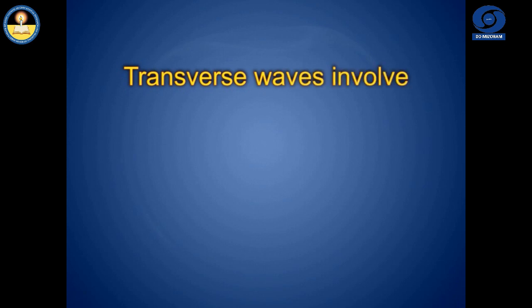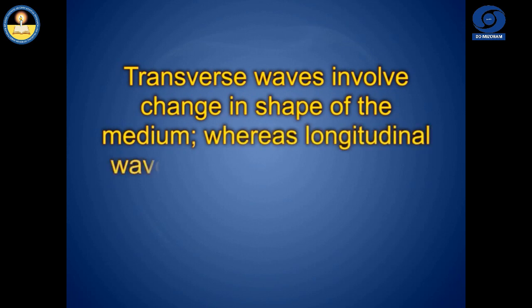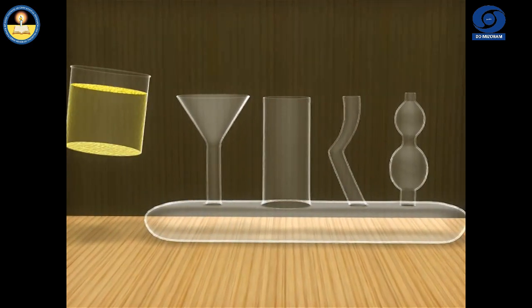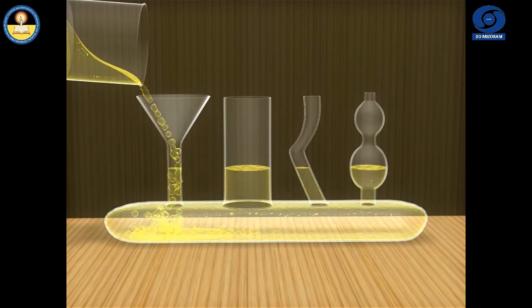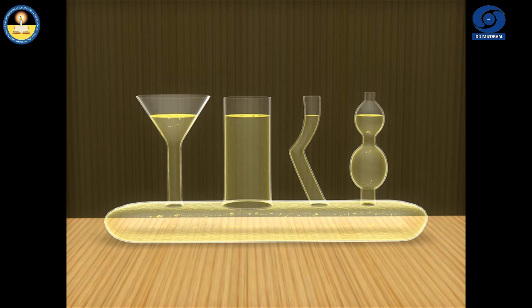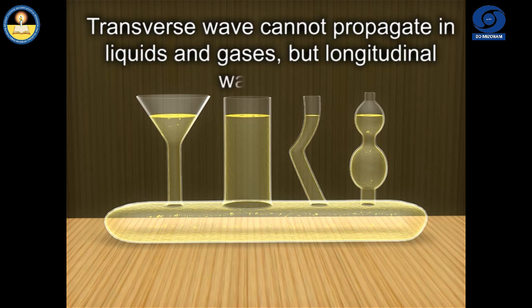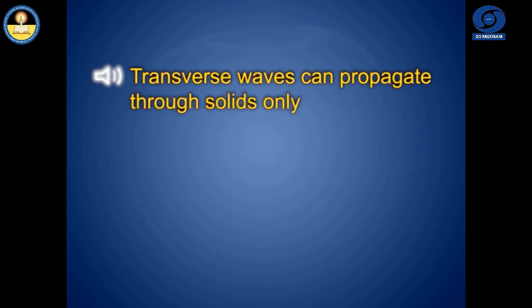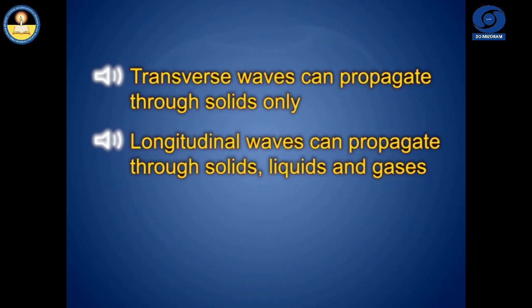It can be noticed that transverse waves involve a change in the shape of the medium, whereas longitudinal waves involve a change in the density or pressure of the medium. We know that the shape of liquids and gases can be easily changed. That is, if the shape of a liquid or gas is changed, it does not regain its original position. Therefore, transverse waves cannot propagate in liquids and gases, but longitudinal waves can. Hence, transverse waves can propagate through solids only, whereas longitudinal waves can propagate through solids, liquids and gases.